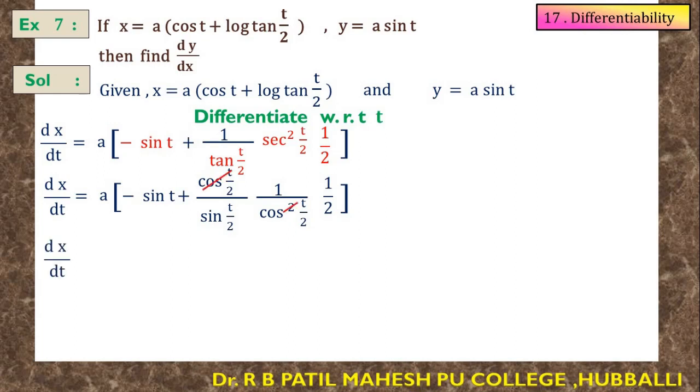Here one cos function gets cancelled, and you will get a into bracket minus sin t plus 1 divided by sin t by 2 into cos t by 2 into 2.